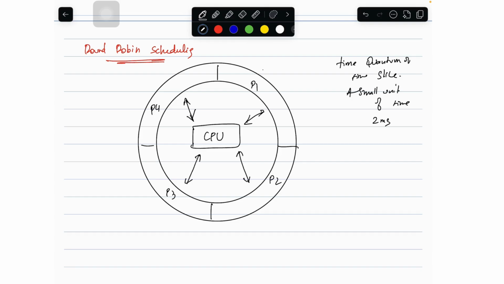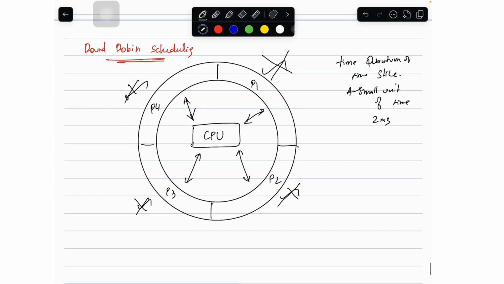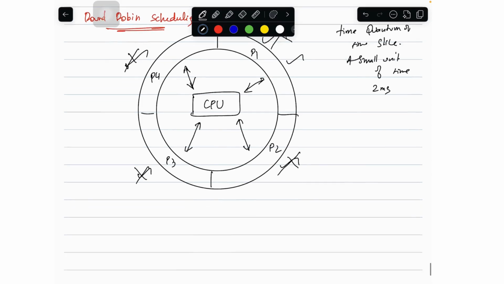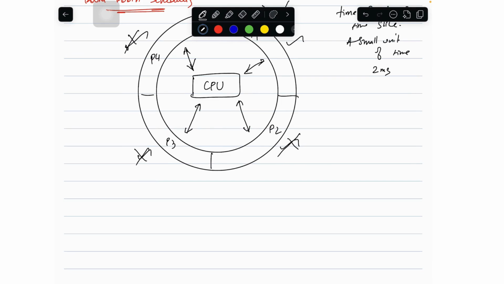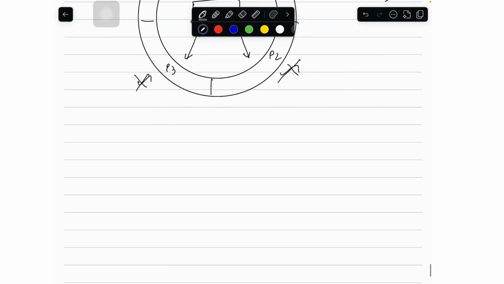So after 2 milliseconds, right now process P1 is running. After 2 milliseconds, this will be preempted and P2 will run. Again, after 2 milliseconds, this will be preempted and P3 will run, and it goes the same. After 2 milliseconds, P3 will be preempted and P4 will run. Finally, it goes back to P1. If P1 has completed its job, then it's not necessary. Else the control goes to P1 again. So like this, it will keep rotating.